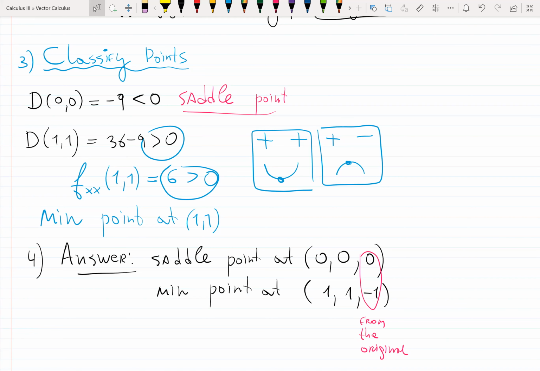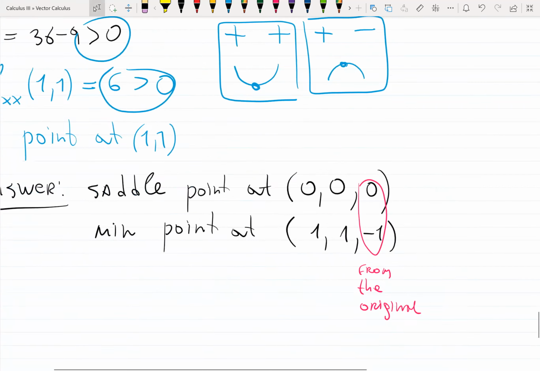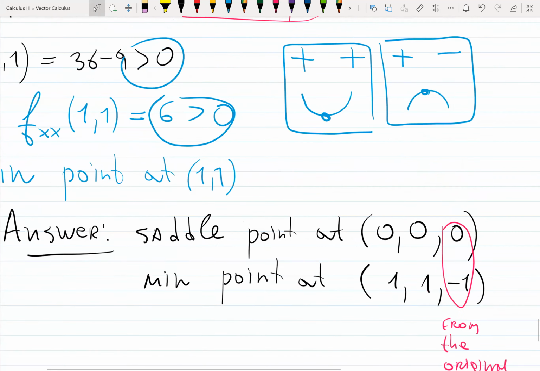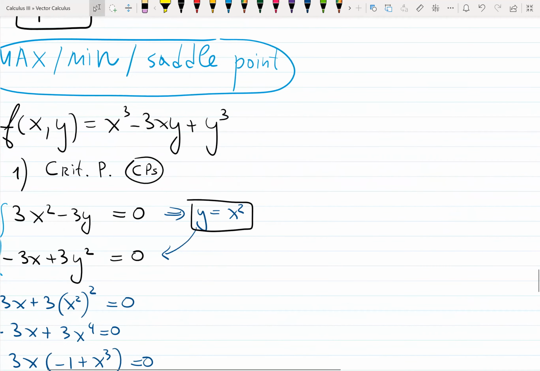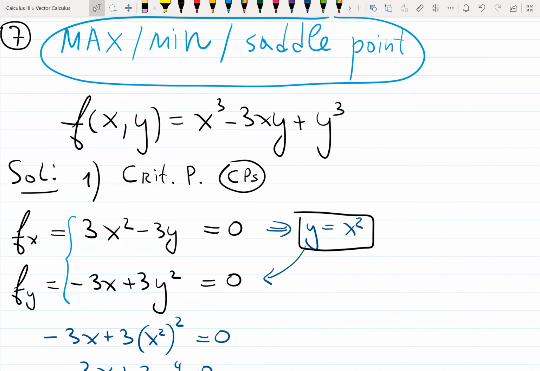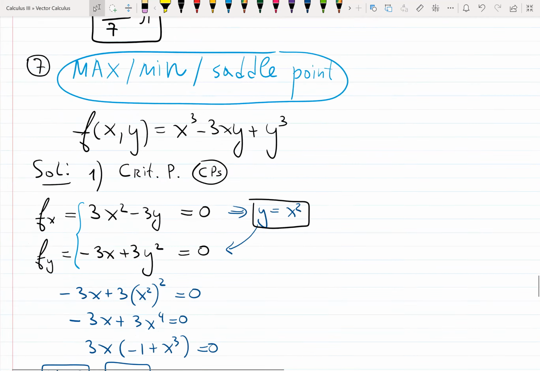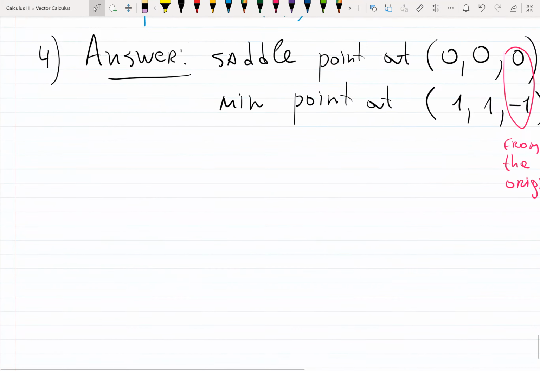Wait, to get the height or the z coordinate, we just plug it into the original equation, correct? Yeah, that's right. Can I see the original equation? Because I think I wrote it down incorrectly. Here it is. Wouldn't that just be plus 1 then? It'd be 1 minus 1 plus 1, 1 plus 1 is 2, 2 minus 3. I think it's minus 1. Oh, wait, hold on. I did this wrong. I did 1 minus 1. My bad. Good job for checking. Move on.